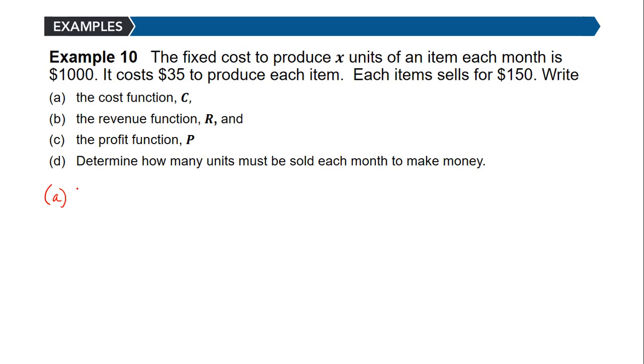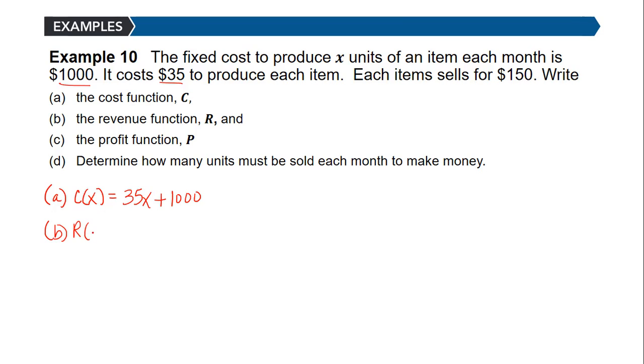So the cost function is the C of x, which is equal to fixed cost plus variable cost. The thing that we know is that there are fixed costs associated with this production, and that is $1,000 each month. And then it costs $35 to produce each item. Therefore, our cost is the cost per item, which is 35x, plus the cost in a month, which is $1,000.